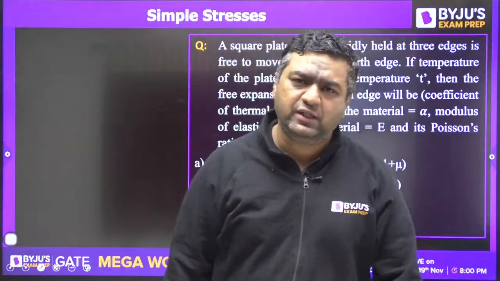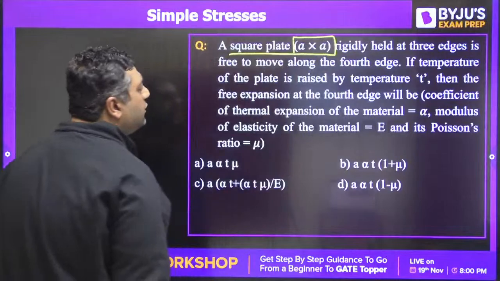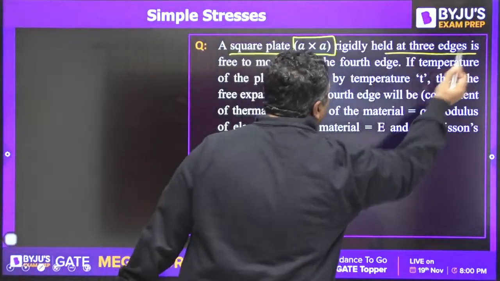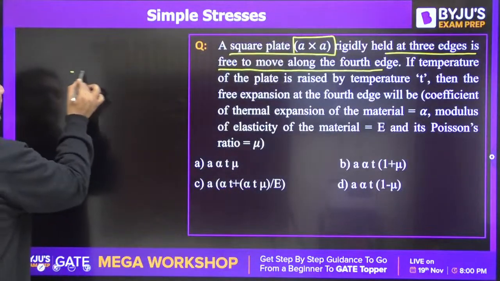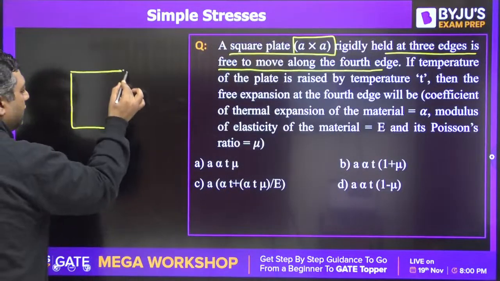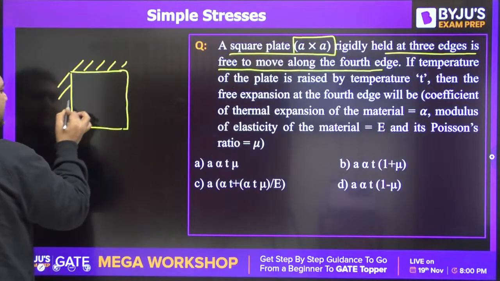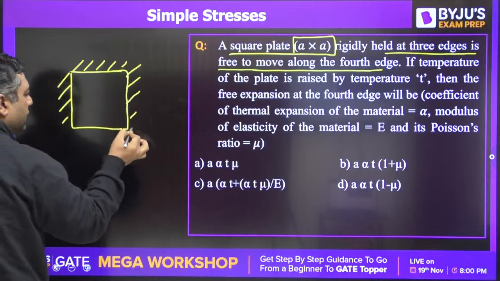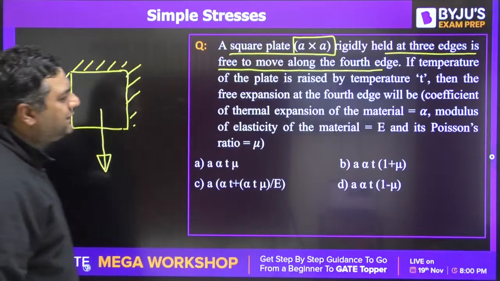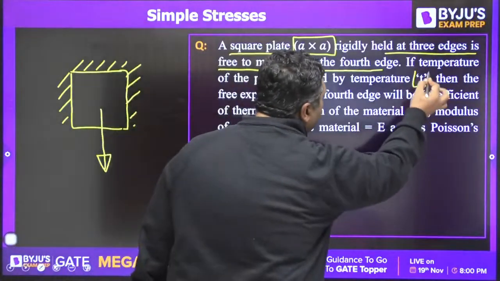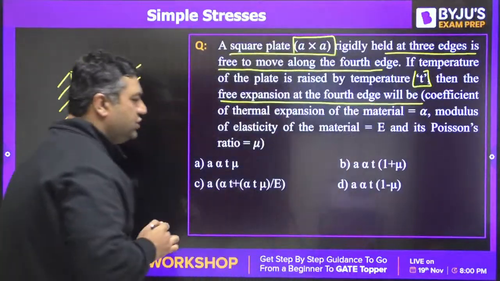the superposition of them. So they are saying a square plate of side A, rigidly held at three edges, is free to move along the fourth. So you can feel we have a square member whose three sides are rigidly held. So it is free to move in this direction. And he is saying that T is the change of temperature. Then you need to find out the free expansion at the fourth edge.